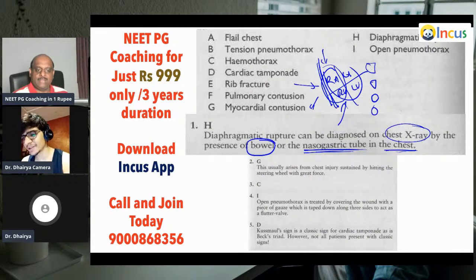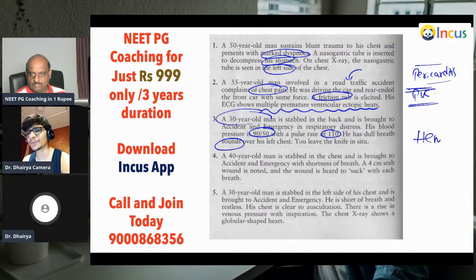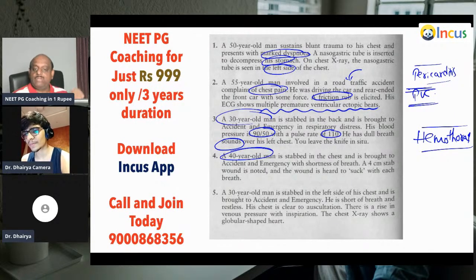So now this patient has come with muffled heart sounds. Along with that, there is tachycardia. Along with that, there is a low BP. This patient has a tension pneumothorax. We have to do a needle thoracostomy immediately to release the pneumothorax, and after that we can go for further management.